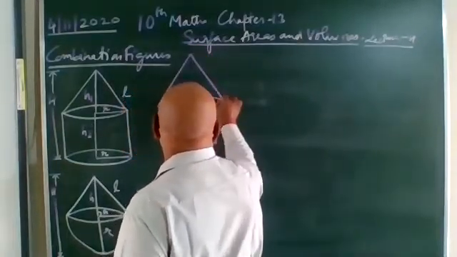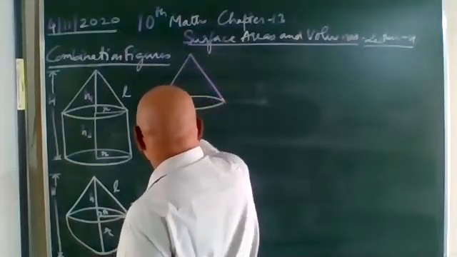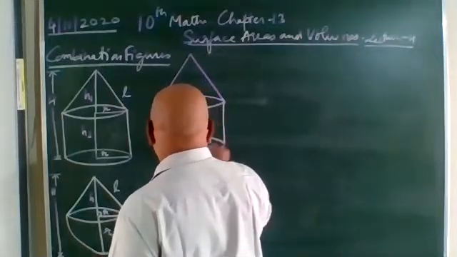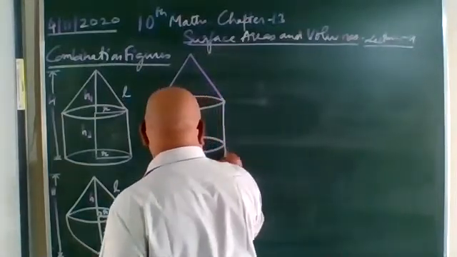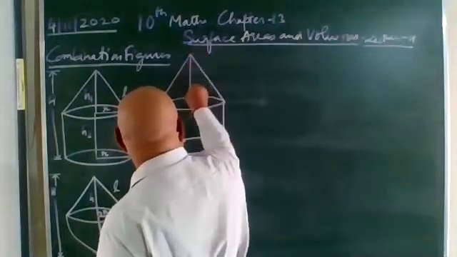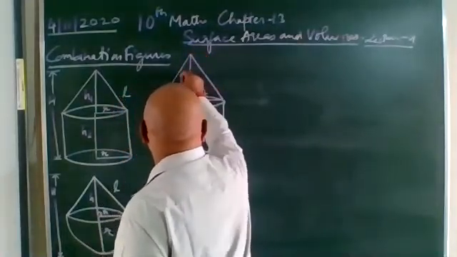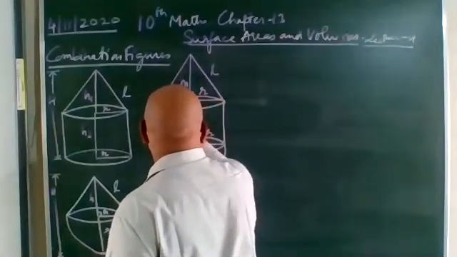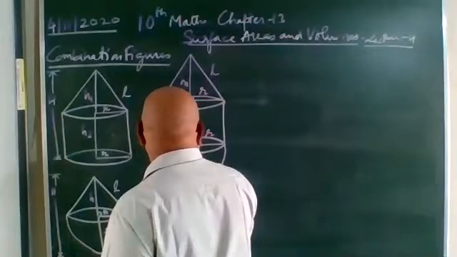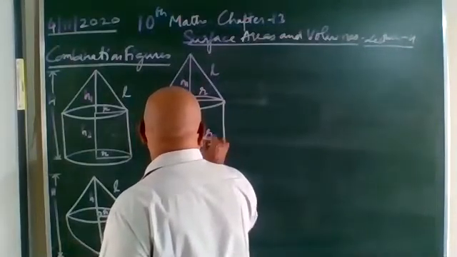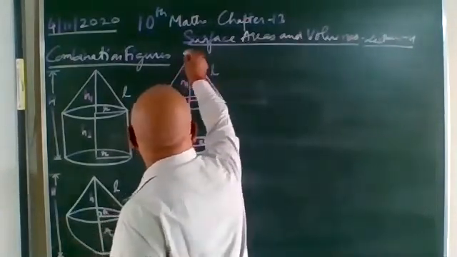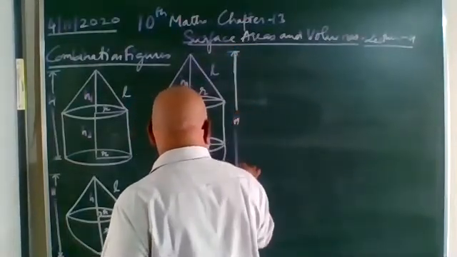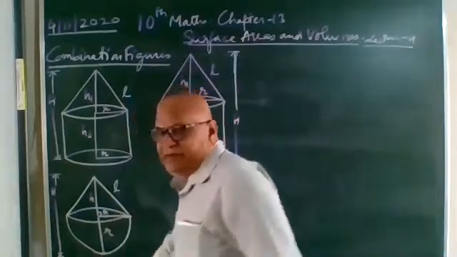Third figure, you can say this is a conical top, a cylinder, and this is hemispherical. So we have here smaller H1, L, here R, H2 and here R. This is R. But when we talk about total height, the total height will be this capital H. So the object may be like this also.